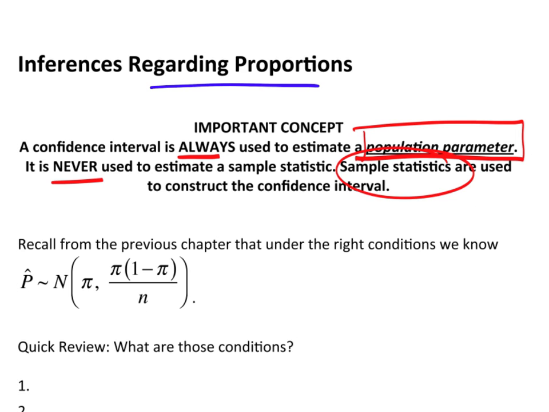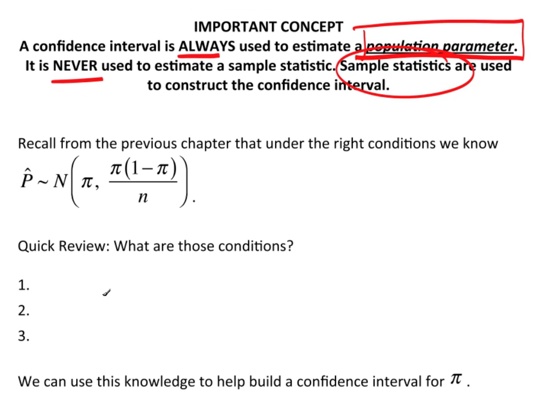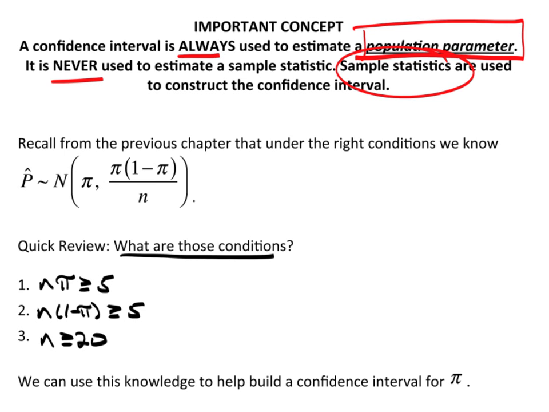So we're going to need this information. As a quick review, what are those conditions? Well, the first condition is that I need n times pi to be at least 5. The next condition is n times (1 minus pi) needs to be at least 5. And the last condition, which is not all that important, you need to check with your professor, because personally, I prefer my students to completely ignore this next one, that being n of at least 20. Some professors do require that, so you should check with your professor and see what they do and don't want.